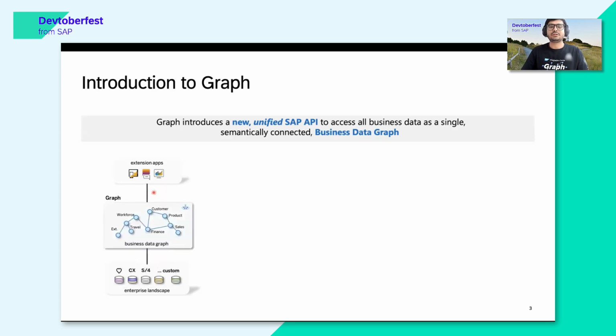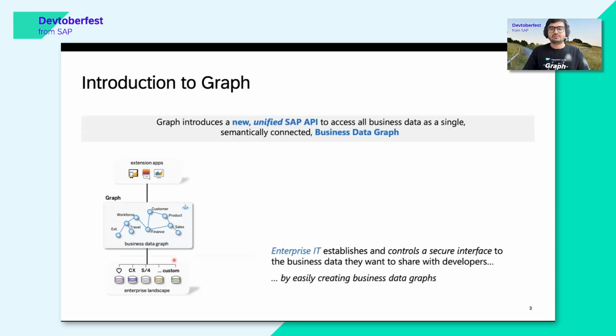Now, with Graph, we can have a semantically connected SAP data system, and we call it a business data graph. So how does it solve the problem for enterprise IT? They can create a business data graph which contains only the entities and the attributes that they want to expose to the developers. So they can specify the business use case, expose the attributes and the entities that they want, and create a very nice semantically connected business data graph and hand it over to the developers.